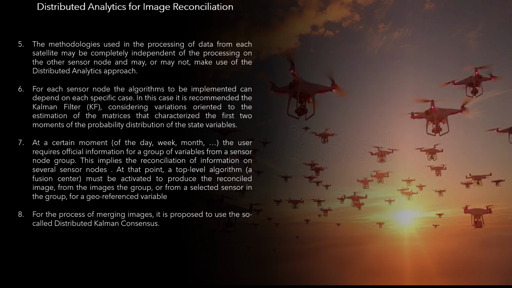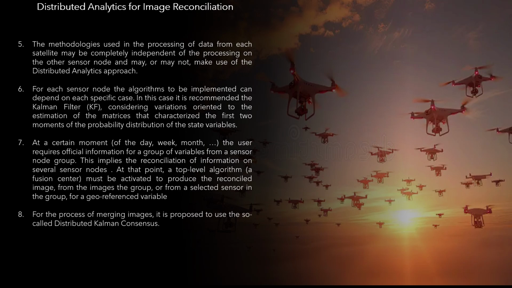For each sensor node, the algorithms to be implemented can depend on each specific case. In this case, the Kalman filter, KF, is recommended, considering variations oriented to the estimation of the matrices that characterize the first 2 moments of the probability distribution of the state variables. At a certain moment of the day, week, or month, the user requires official information for a group of variables from a sensor node group. This implies the reconciliation of information on several sensor nodes.